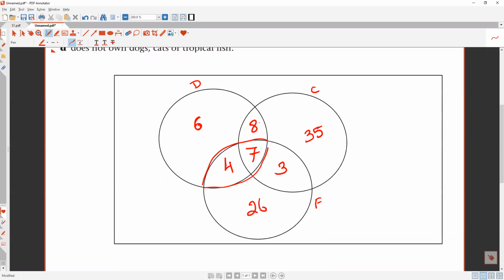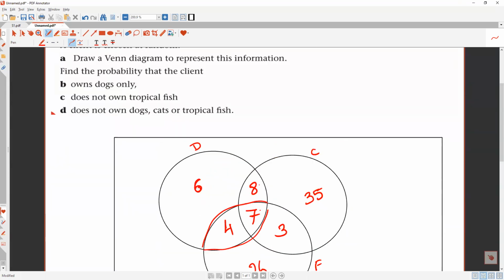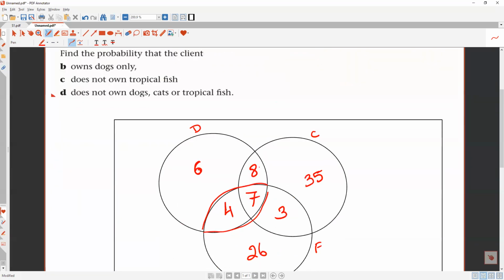So 26. Did this ask us to draw the Venn diagram for probability? They didn't tell us to draw the diagram of probability, because otherwise, now there were 100. Otherwise, we would have written everything divided by 100 over here.